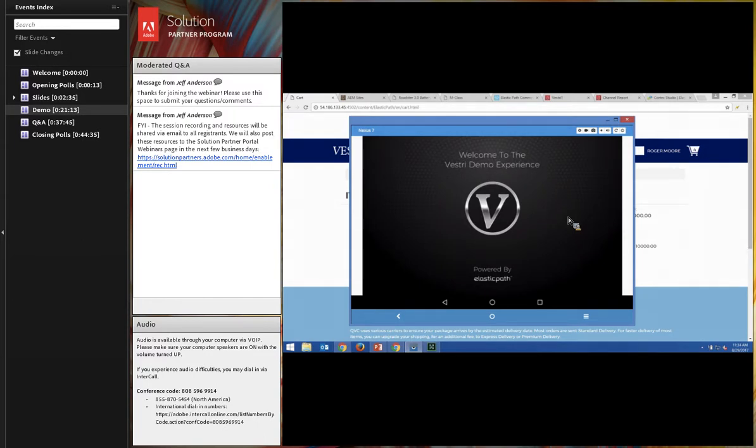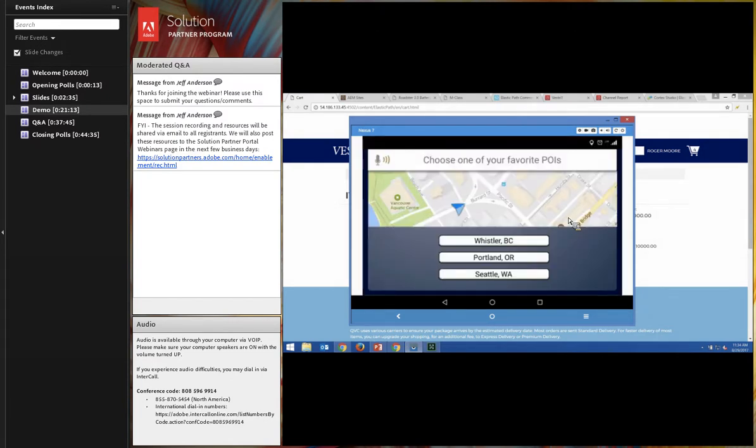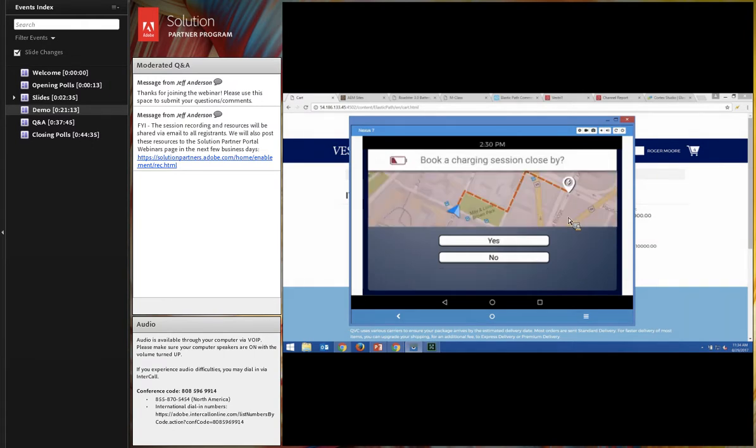Welcome, Roger Moore. Would you like to start Elastic Path's car demo? Yes. Choose your destination: Whistler, BC, Portland, Oregon, or Seattle, Washington. Okay, so we're going to go to Seattle. Seattle? You need to recharge your car battery to get there. Book a charging session nearby. Yes, please.